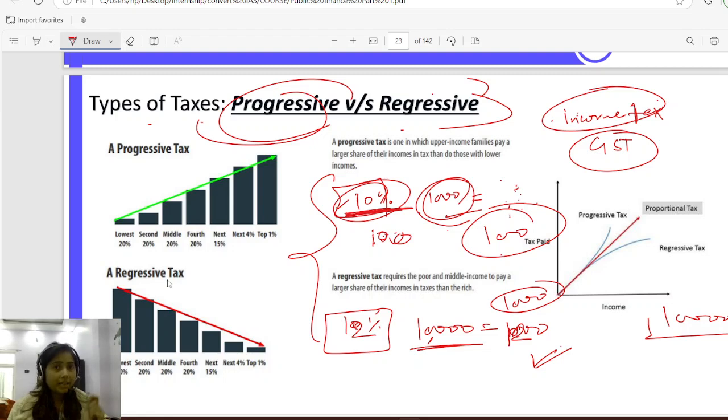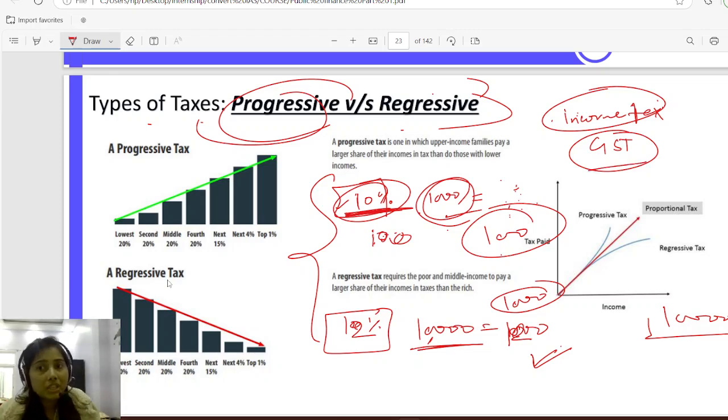So I hope you are clear. Progressive means if you are earning more, your paying capacity is higher. But regressive means you are being charged irrespective of your level of income. There is a sense of equality, but that is not equality. There is no equity as well.